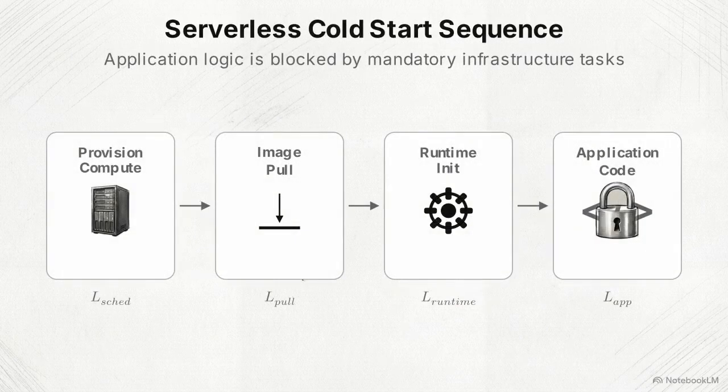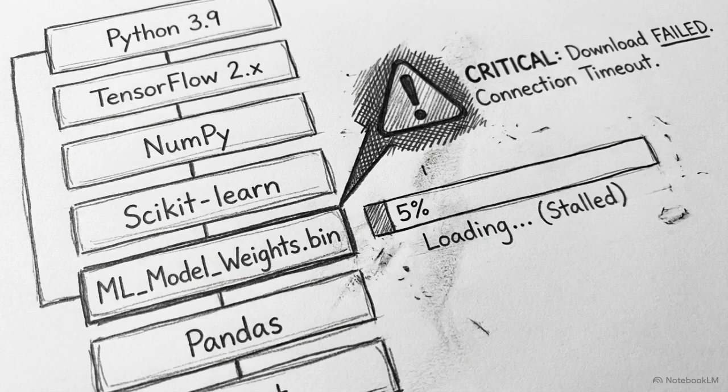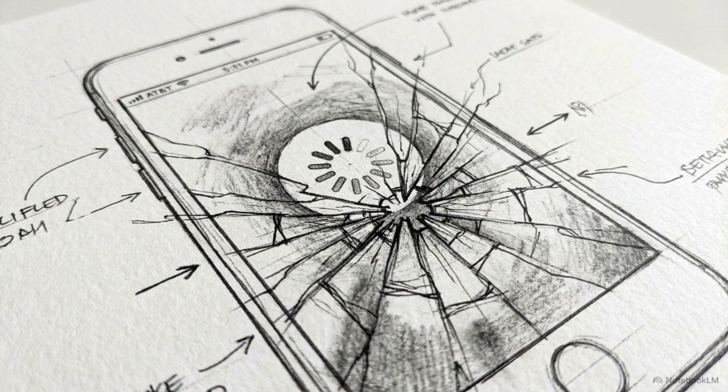During a cold start, the cluster must provision compute resources, pull container images, and initialize the runtime. None of your application code can serve a request until this infrastructure sequence completes. In dependency-heavy workloads, these delays often reach 40 seconds. For any real-time or interactive service, a 40-second wait is a total system failure.